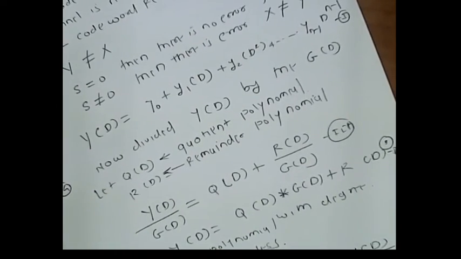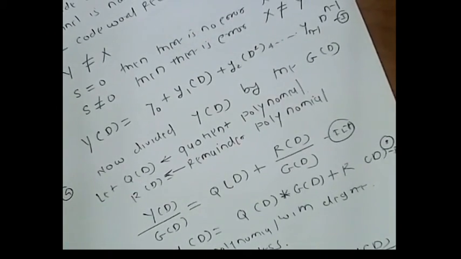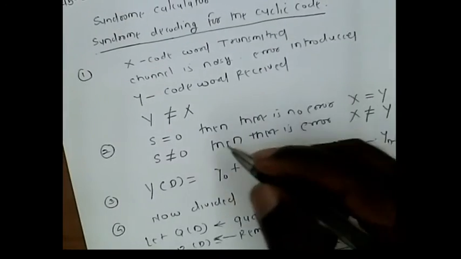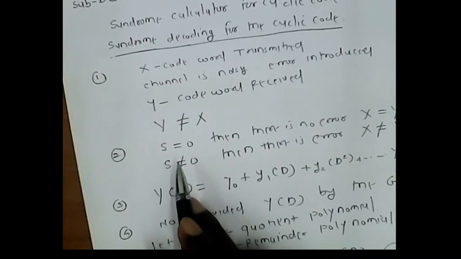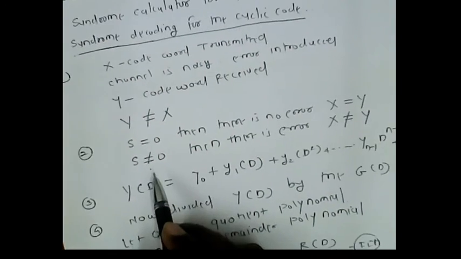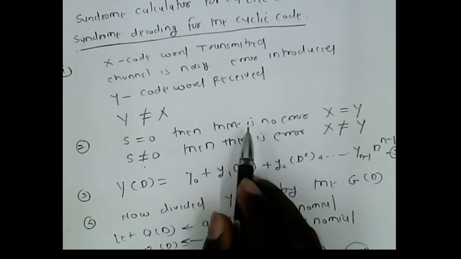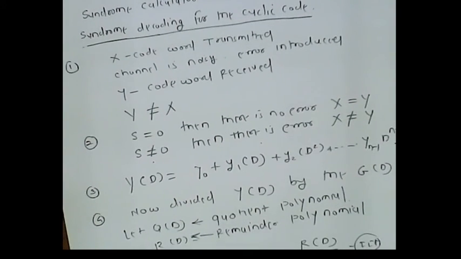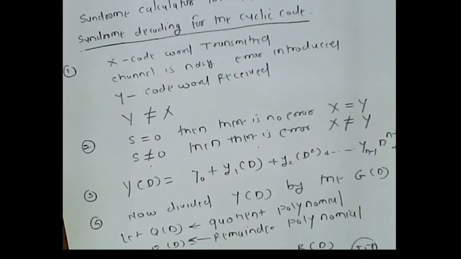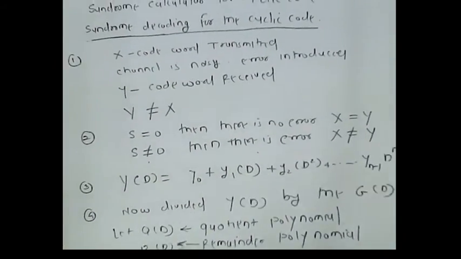So when the syndrome polynomial is non-zero, then there is a presence of error, as already mentioned in step two. If the syndrome polynomial is not equal to 0, then the error is present. If the syndrome polynomial is 0, then there is no error. So for error detection and correction purposes, we use syndrome decoding. Now next, to calculate the syndrome, the syndrome calculator.